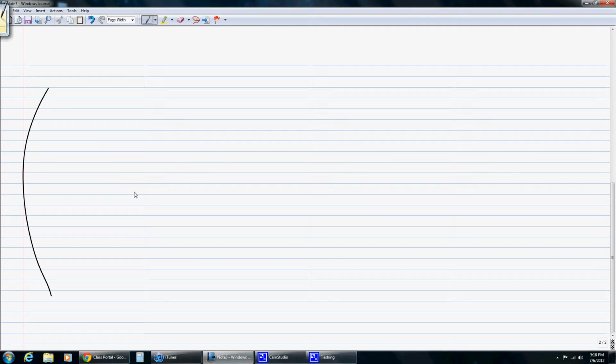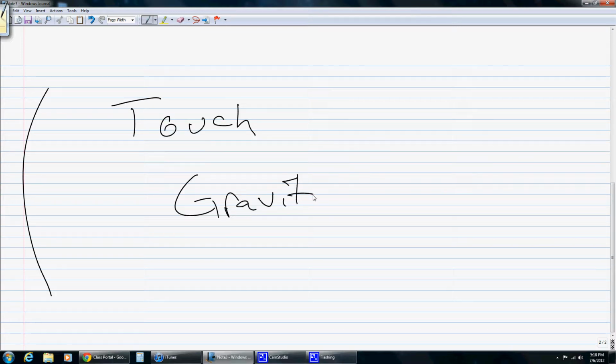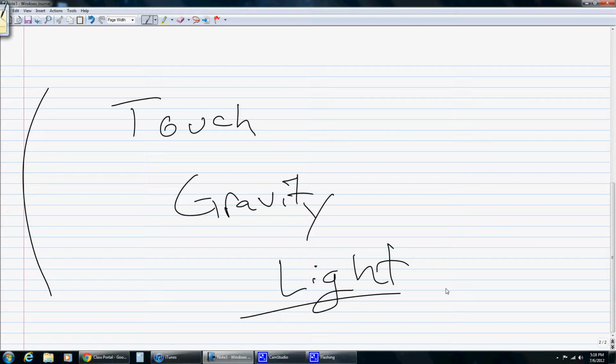And so let's look at the three different tropisms we can run into. It'll be easier if I just lay them all out. We have touch, we can have gravity, and we can also have light. And light, of course, is a very big one.